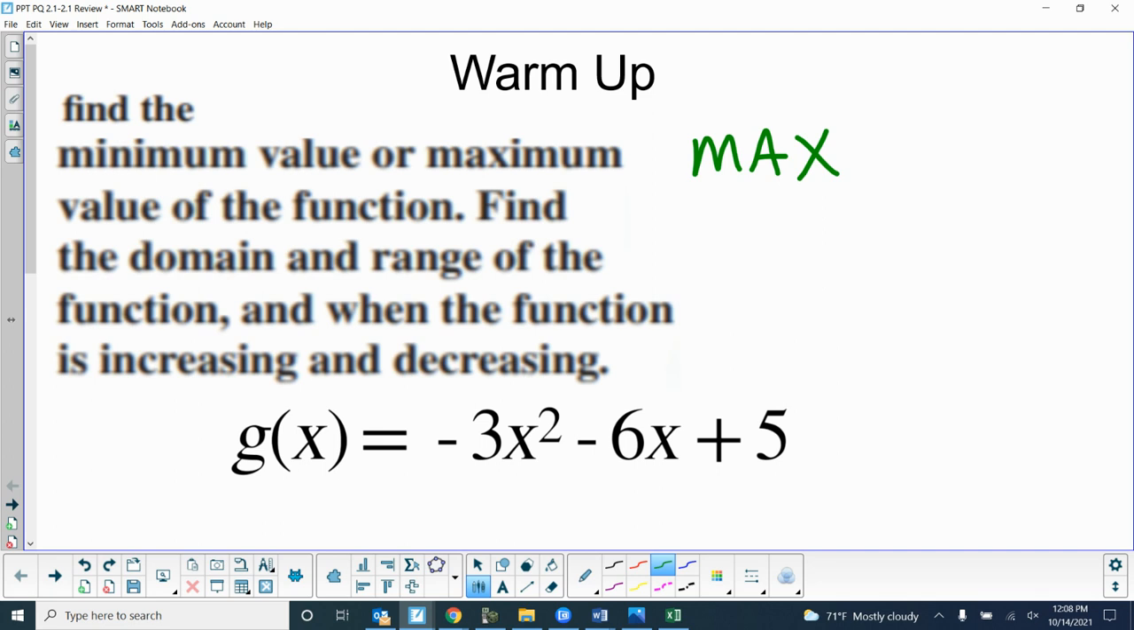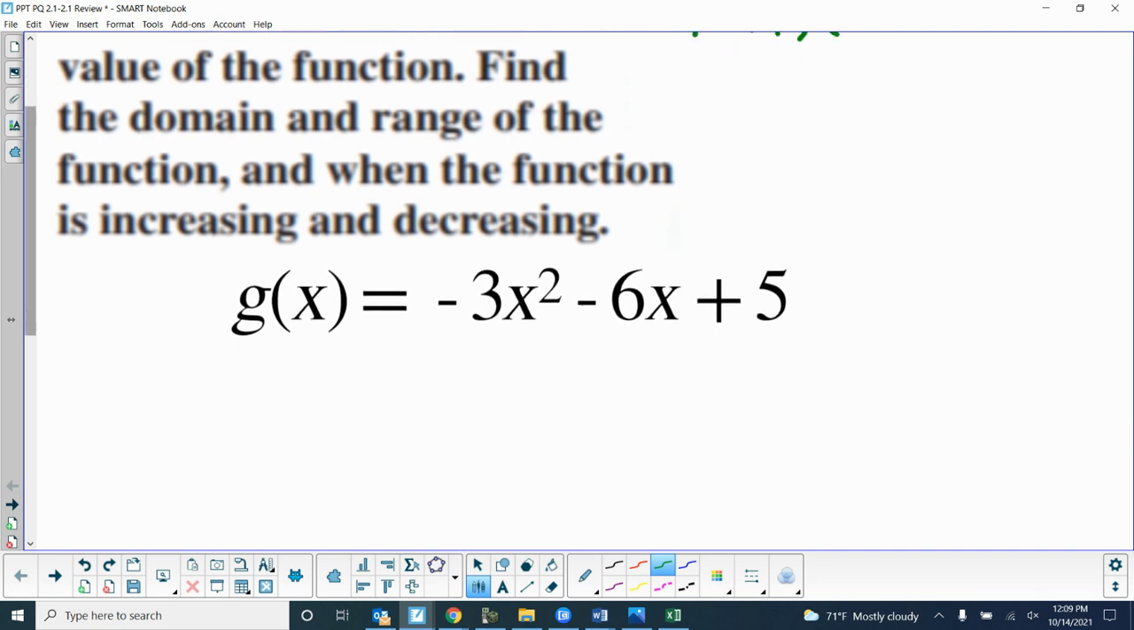Robbie, you listening? Yes. Since it's in standard form, we need to do negative b over 2a to find the axis of symmetry. And then that number is the x value of our vertex that we plug in to find the vertex. So then we could tell what the maximum value is. All right? So, what is negative b, Rob?